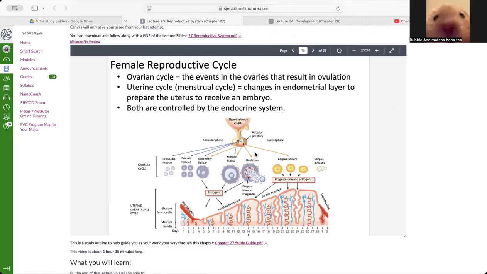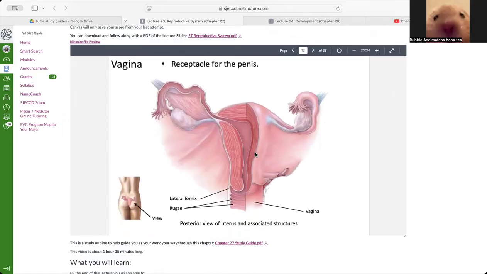If the egg is not fertilized, menstruation will occur and the endometrial lining will be shed, and the egg will be shed along with it. If the egg gets fertilized but that fertilized zygote fails to implant in the wall of the uterus, it will be shed along with menstruation. So they're changing the endometrial layer to prepare the uterus to receive an embryo, and both cycles are controlled by the endocrine system. FSH and LH are secreted from the pituitary gland and regulate the steps of the ovarian and uterine cycles.